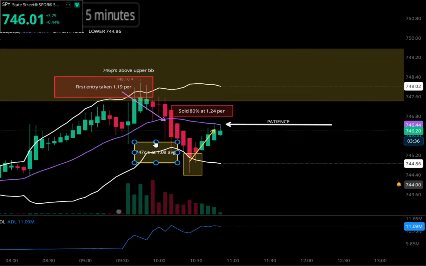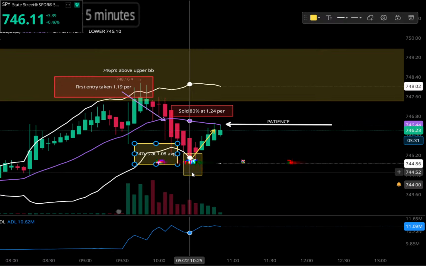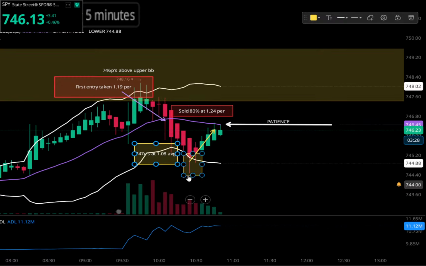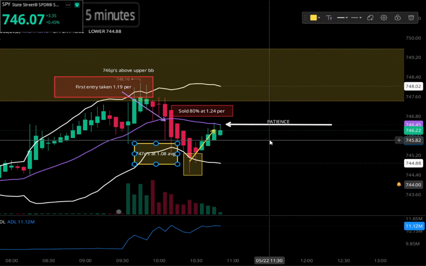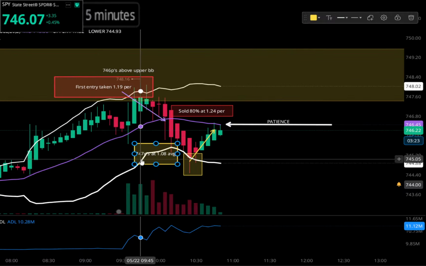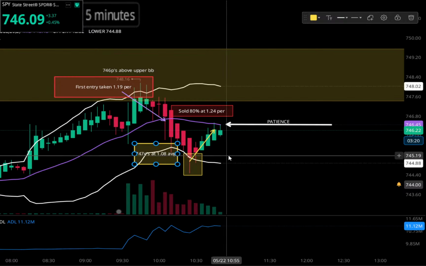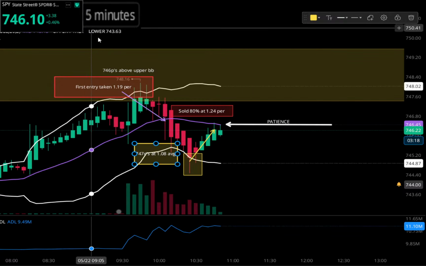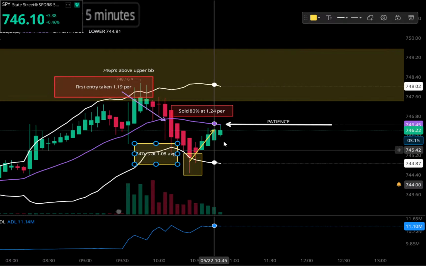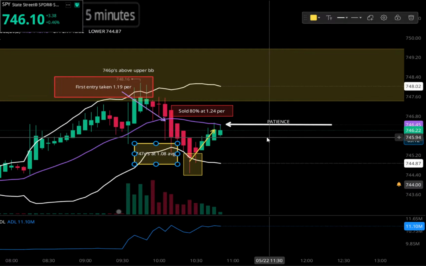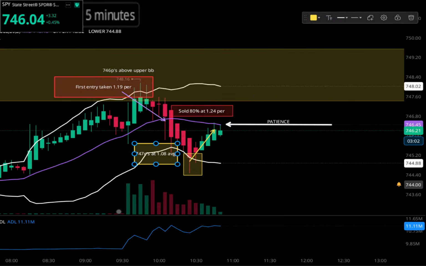Unfortunately, that first entry wasn't the best, but we still followed the technicals. If you would have been able to buy that second entry towards the bottom, you would have done super, super well. But we're playing for the potentials here. We're trading for what the technicals are literally telling us is available or not. And yeah, you could take these trades kind of all day as long as they present themselves.